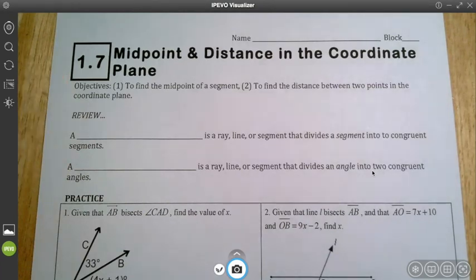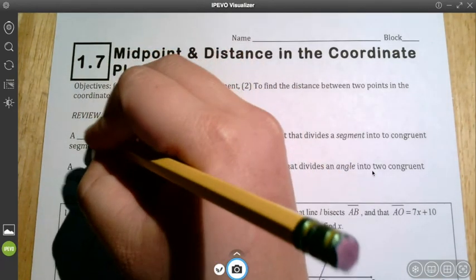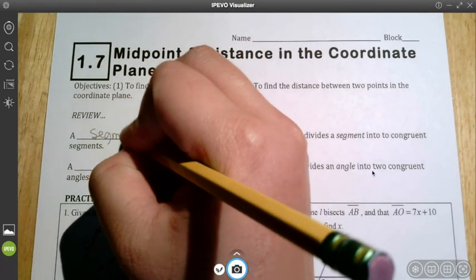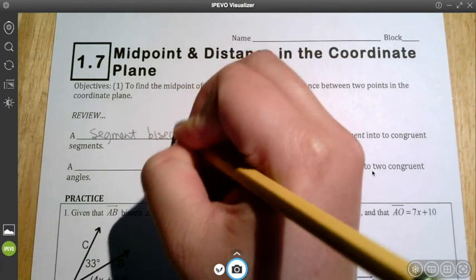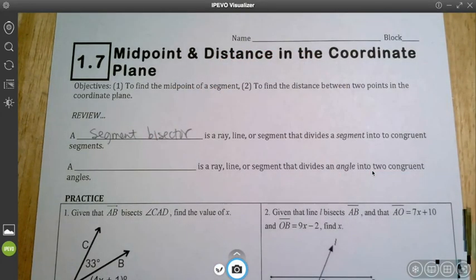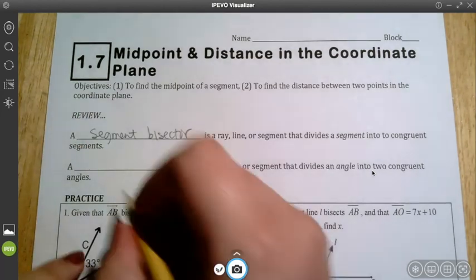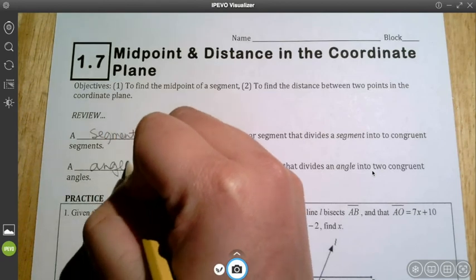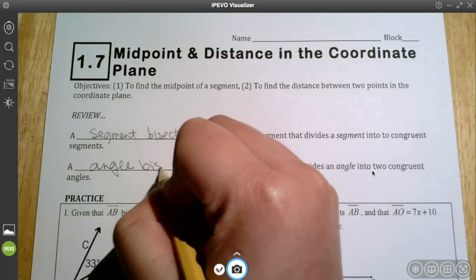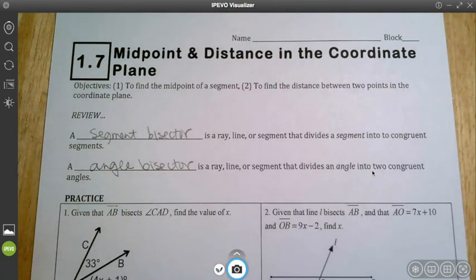So remember, a segment bisector is a ray, a line, or a segment that divides a segment into congruent segments. Segment bisector is cutting a segment in half. An angle bisector is a ray, a line, or a segment that divides an angle into two congruent angles.